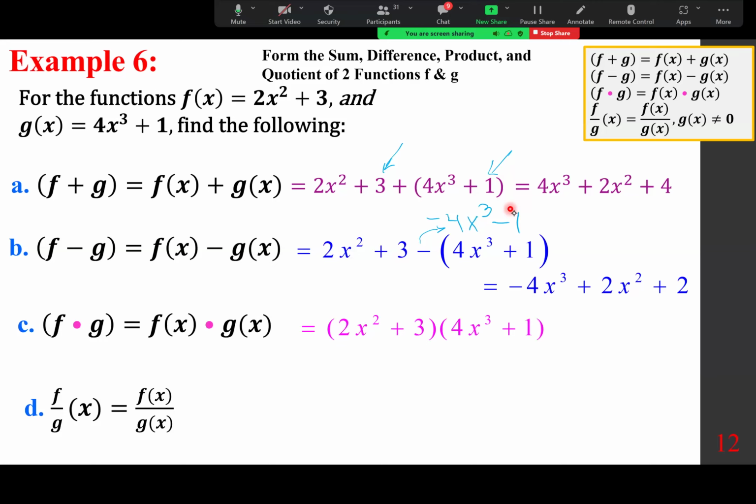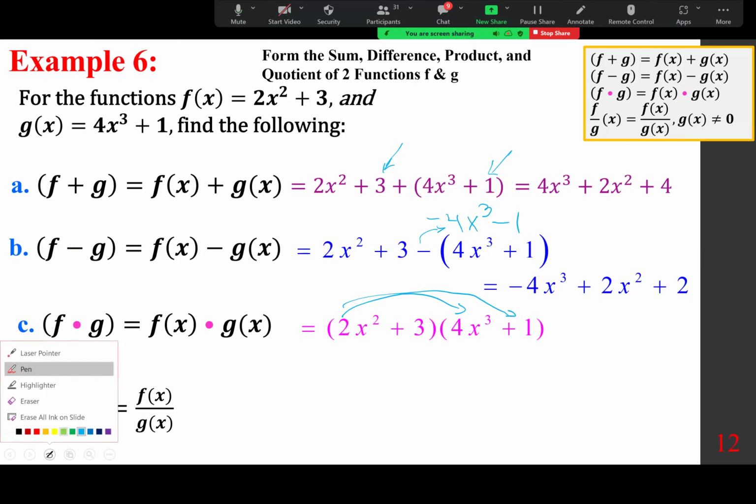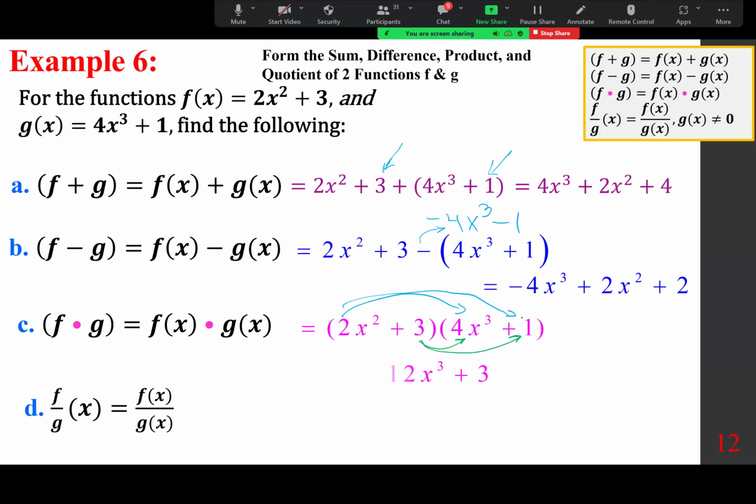f times g, you are foiling. So we multiply these two, we get 8x to the power of 5. And these two, we get 2x squared. And these two, we get 12x cubed plus 3. I didn't put this in descending order, but if we wanted, this goes before that, okay? I just wanted to show you the FOIL.